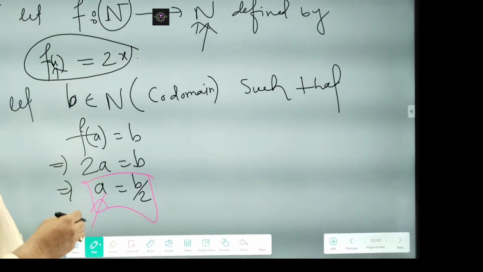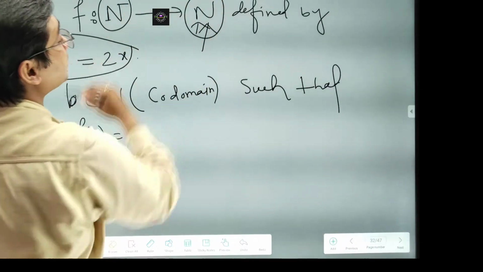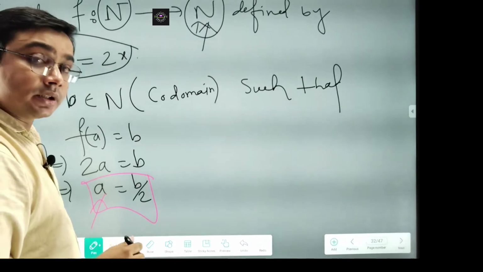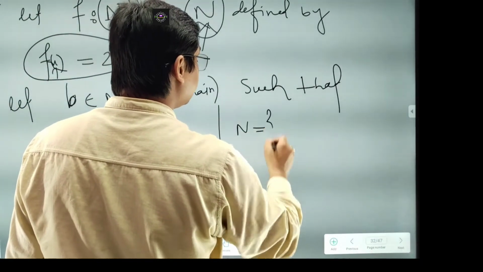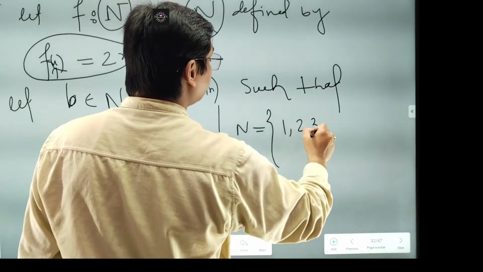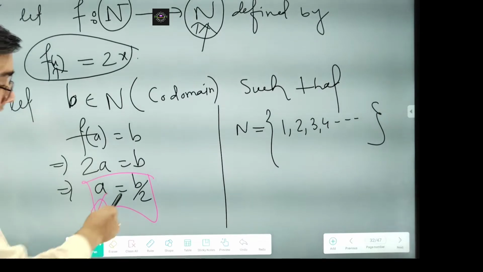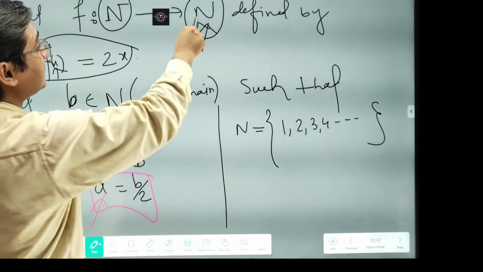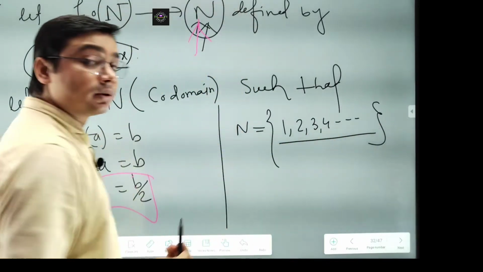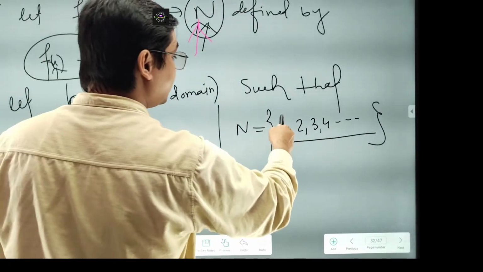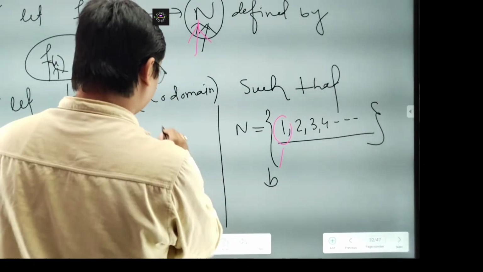You remember, we consider here the set of natural numbers. Do you know the set of natural numbers? It will contain 1, 2, 3, 4, all these. So you see here this b is in capital N. That means the value of b can be anything like this. So now we choose one. Suppose b is 1. This is our b.